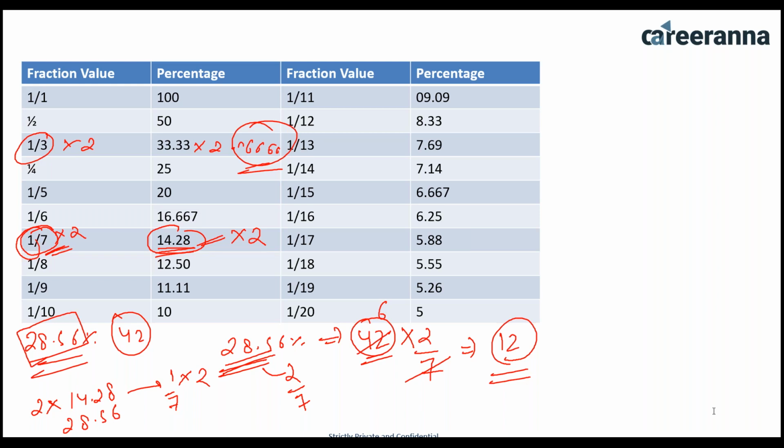Am I audible to all? Hello. Guys, please check your internet connection if you cannot hear. Okay, so it is 2 by 7. 2 by 7 of a number, which is 42. So 42 can be multiplied by 2 by 7. So very easily we can calculate: 6 multiplied by 2, it is 12. I think it is clear to all.